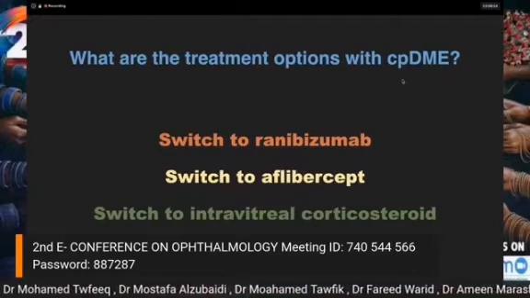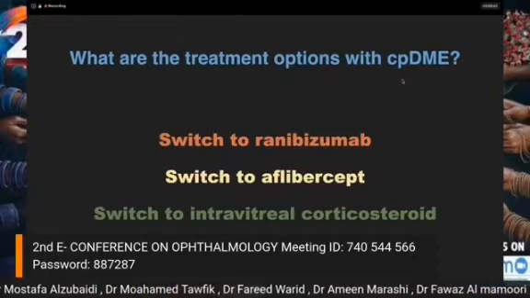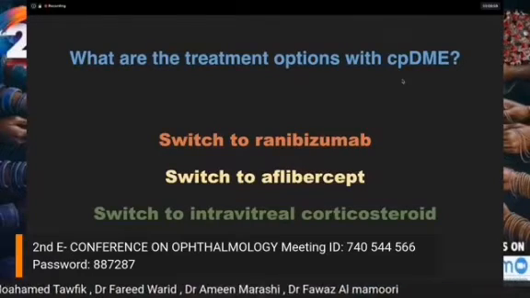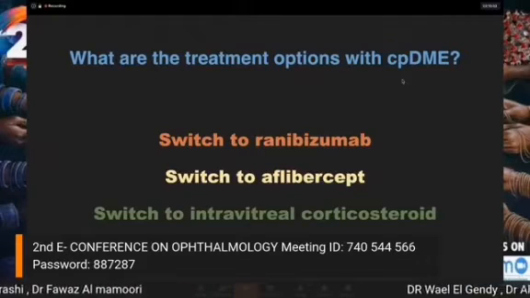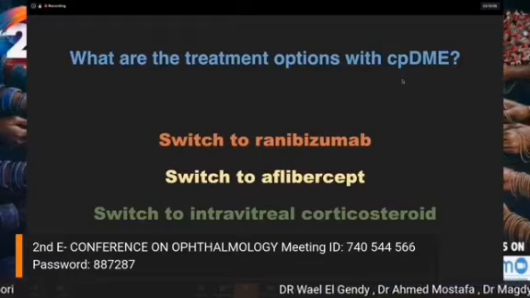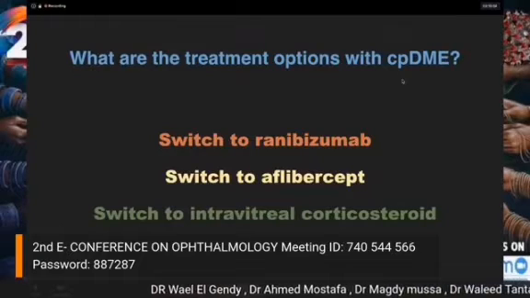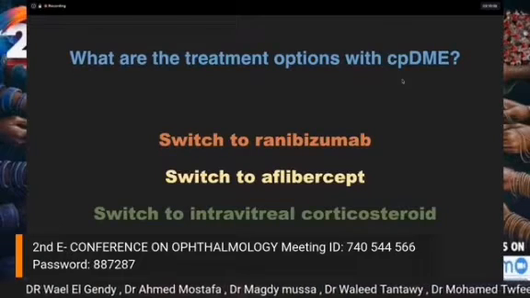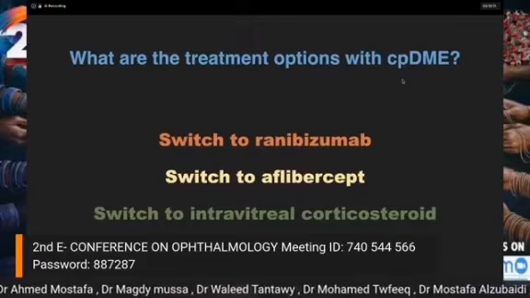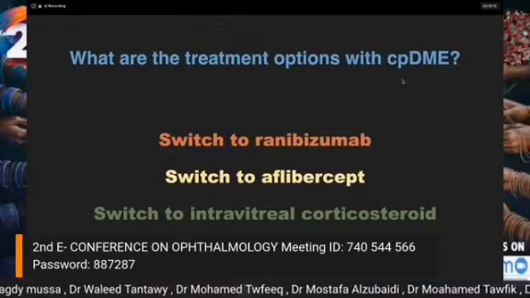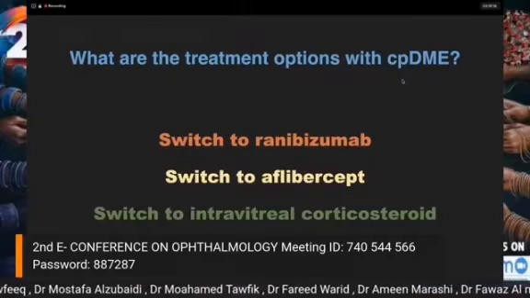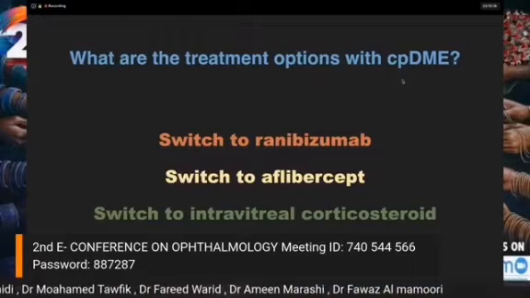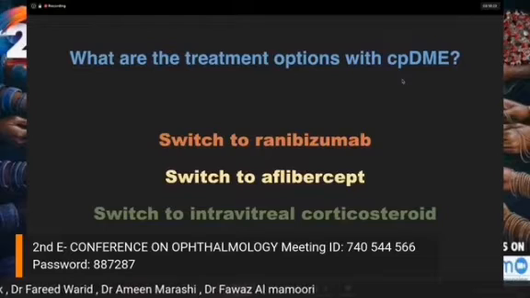And after 24 weeks, if there is no reduction in the central macular thickness from the baseline OCT, if there is no reduction by 10%, this is not a response. Do you think that the thickness is the important parameter or the morphology of the edema? Yes, it is very important: central macular thickness and morphology, and also the vision of the patient.